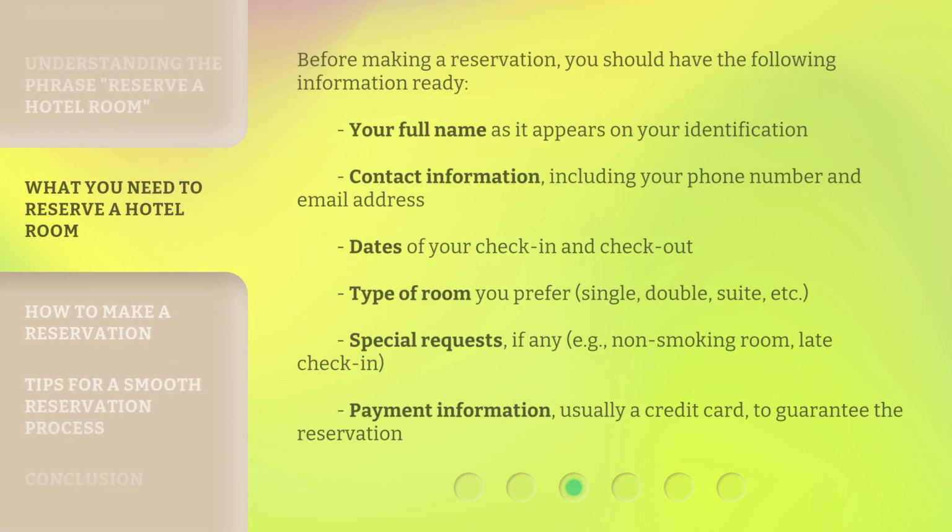Before making a reservation, you should have the following information ready: your full name as it appears on your identification, contact information, including your phone number and email address, dates of your check-in and check-out, type of room you prefer: single, double, suite, etc. Special requests, if any, e.g., non-smoking room, late check-in. Payment information, usually a credit card, to guarantee the reservation.